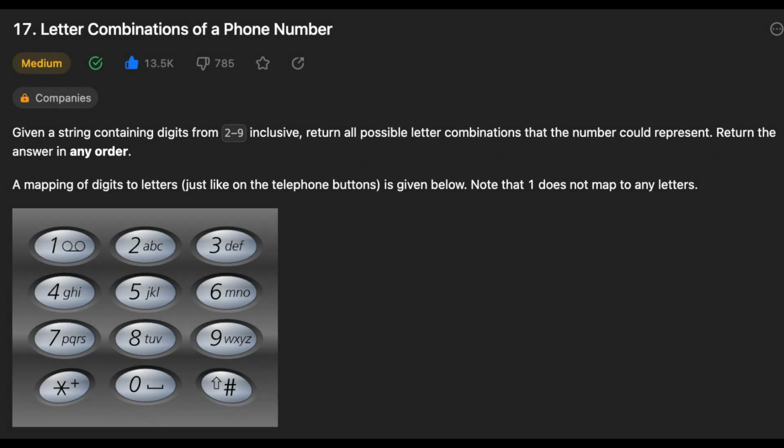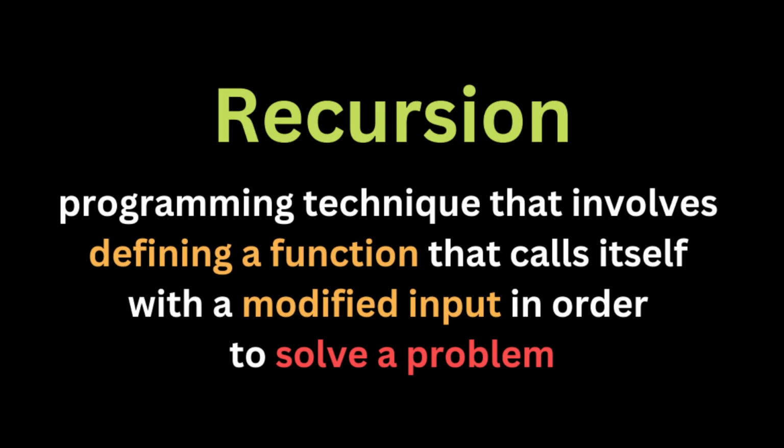So let's get started. The problem is that they give us a string containing digits from 2 to 9, and then they ask us to return all the possible letter combinations that number could represent. The first way to solve this problem is going to be by using the recursive approach. First, if we want to define recursion in simple terms, recursion is a programming technique that involves defining a function that calls itself with a modified input in order to solve a problem.